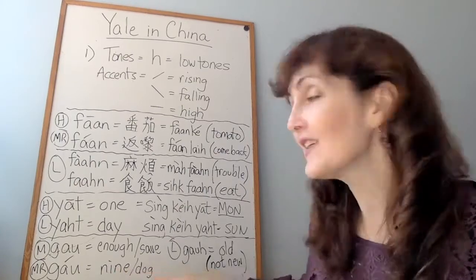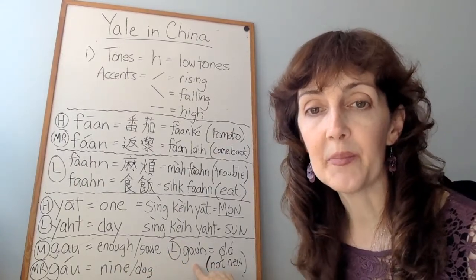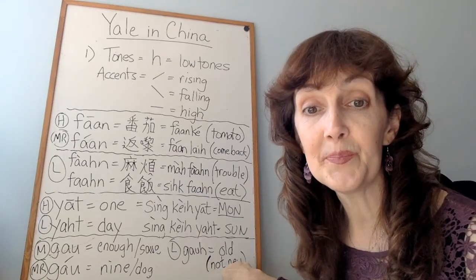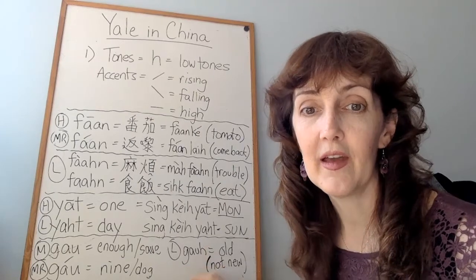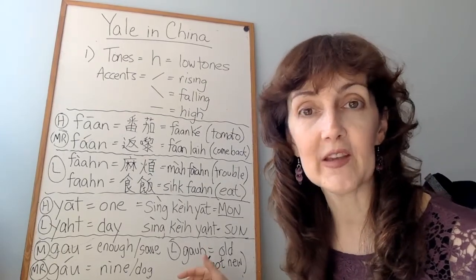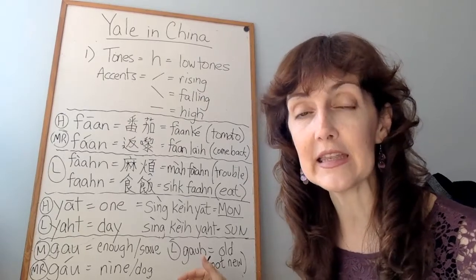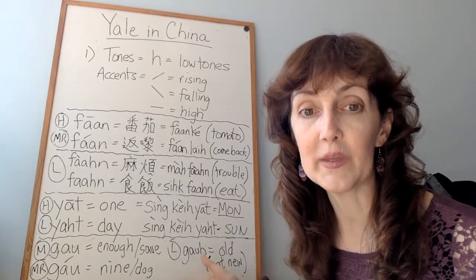Okay, and then the low tone for gao is gao. Gao means old or not new. So gao sam is old clothes. Gao lin is year. If you remember, I usually start my videos saying the date, and I'll say the lin. Lin is year, so gao lin is last year, or the old year.